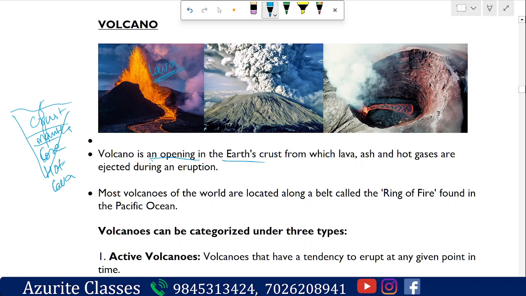So when there is an opening, what will happen? This lava will come out on the surface. When there is an opening in the earth's crust, the lava comes out, and hot gases are ejected during the eruption. That causes the volcano. That is what a volcano is. This lava is in liquid form because it is very hot. So when it comes out, it flows.